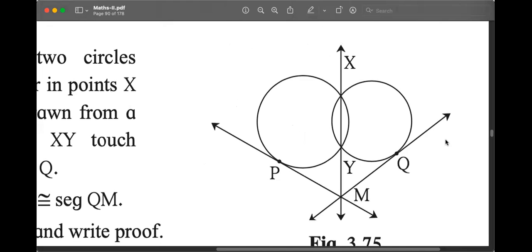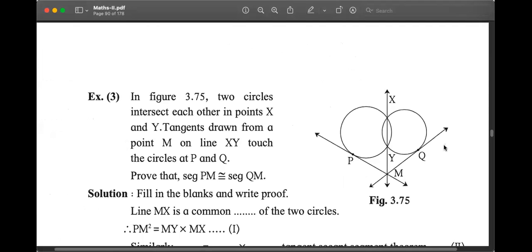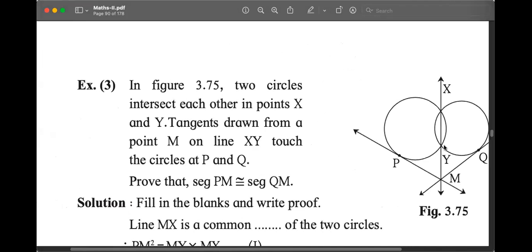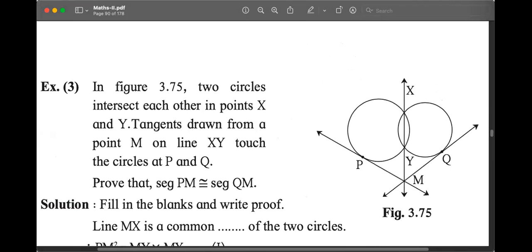I hope all of you are able to see the question on the page I am sharing on the screen. It says that in figure 3.75, which is here on the right hand side, 2 circles intersect each other in points X and Y. Please be careful, where X is written is not the right place. This point is X, and this point is Y. I had to write X and Y a little far because there is not enough space to write them properly.